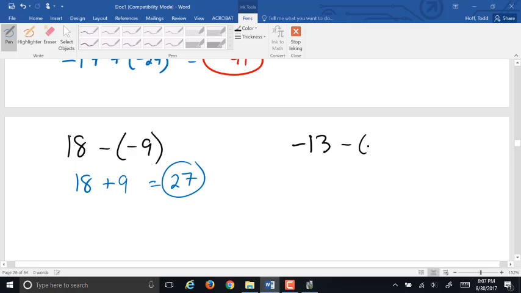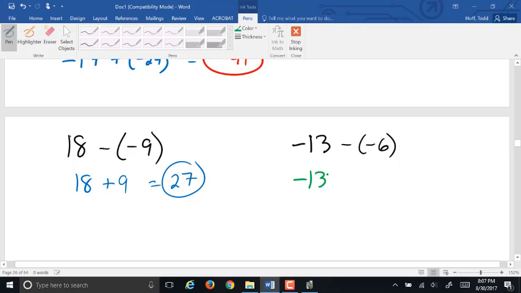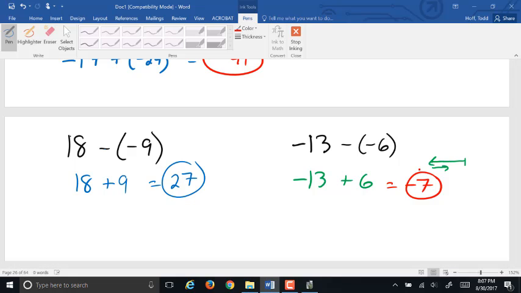Negative 13 minus negative 6. The negative 13 won't change, but this does become plus a positive 6. But still negative 13, positive 6, still ends up on the negative side. It's still going to be a negative 7. So you do have to be very careful about that. Two negatives makes a positive. It's not a hard and fast rule.